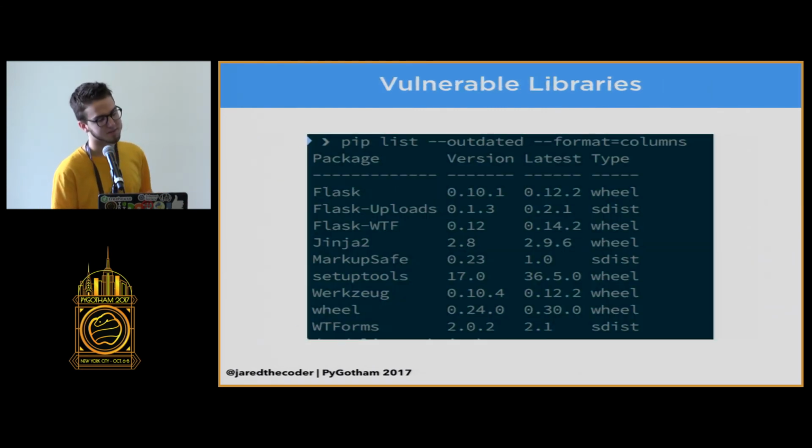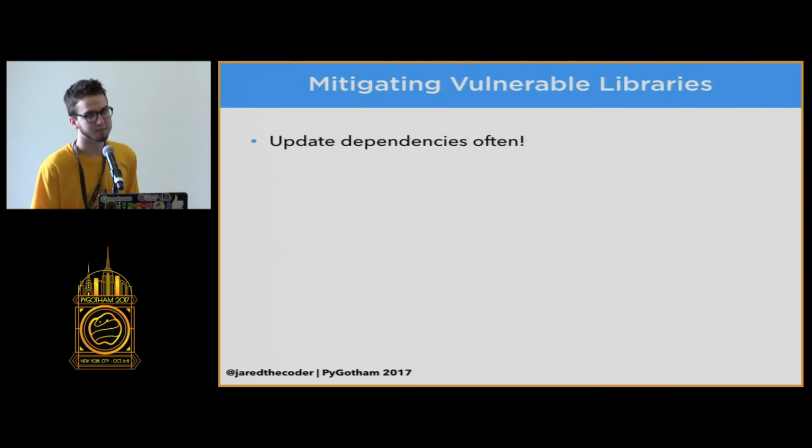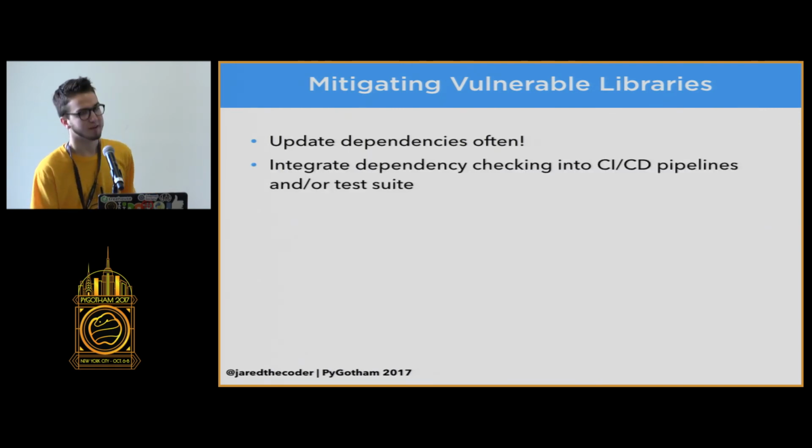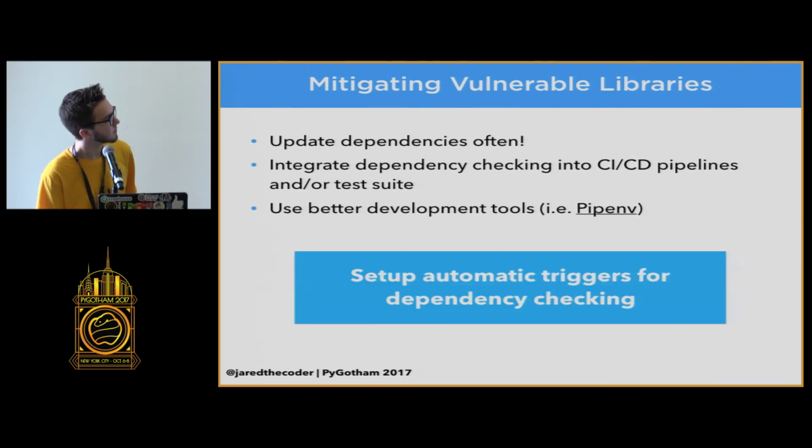The very last one is vulnerable libraries. I pulled this pip list from a project I worked on two years ago, and you can see here that basically every single core library on it is outdated. In production, this is always hard to manage. But the goal is to update dependencies often, integrate that into CI/CD pipelines, and test your dependencies as you deploy. And then you can try better development tools. Things have popped up, like pipenv and Requires.io, that make things easier to deal with.